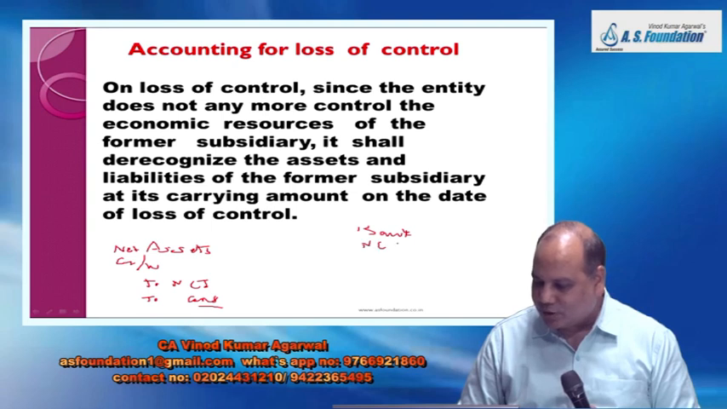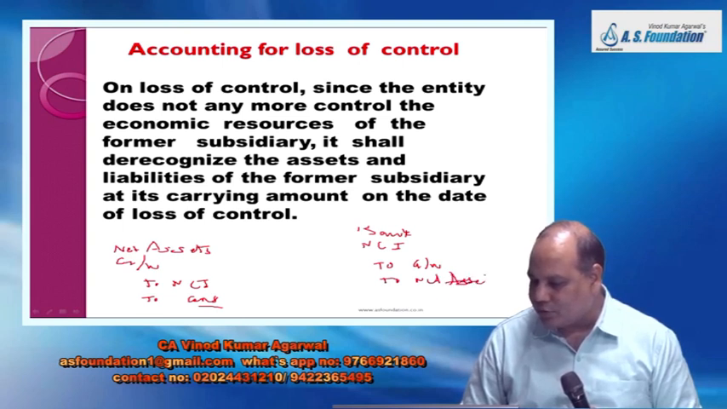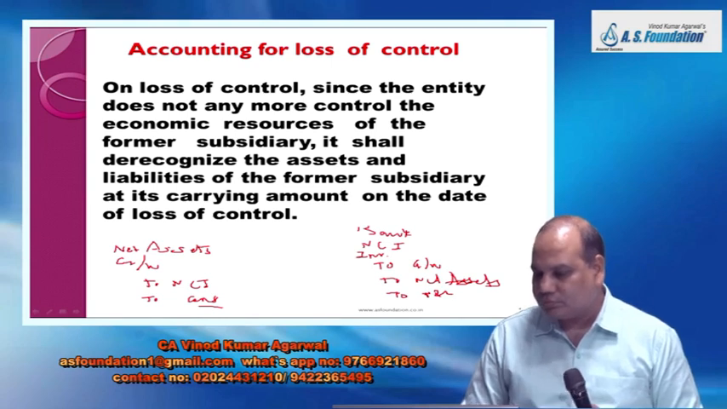NCI also will be de-recognized if you lose the control. This goodwill also we will de-recognize. This net asset we will remove. In case you keep some stake with you, then you will bring one investment here. And if there is a profit or loss, then to profit and loss. So this is the entry we will pass on losing the control.